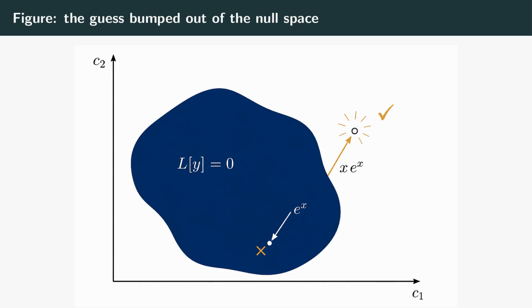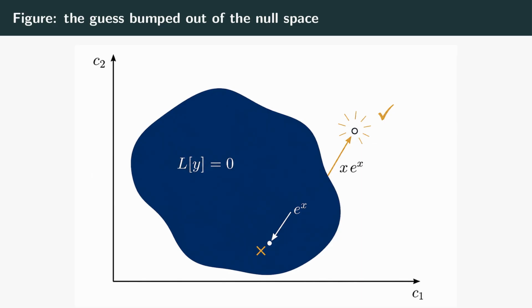Now, the bumped guess, x e^x, lands just outside the shaded region. The operator no longer sends it to 0, it sends it to something proportional to e^x, which is exactly the shape we need to match the forcing. The single factor of x was just enough to push the guess out of the operator's null space and into territory where it can do work.